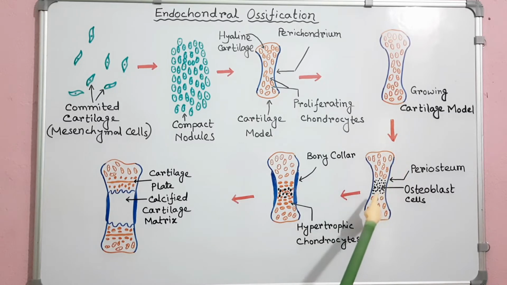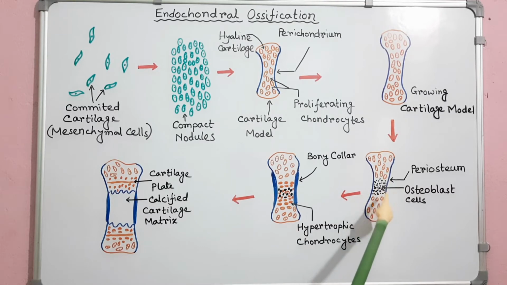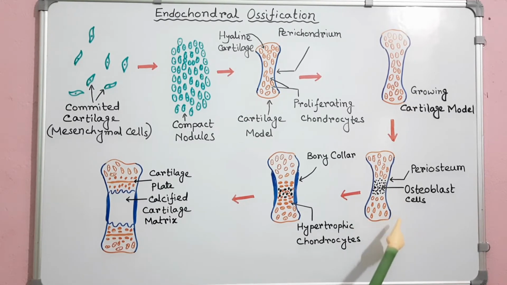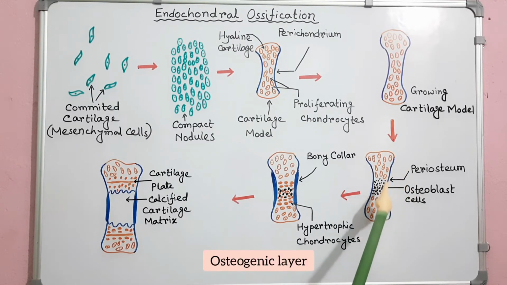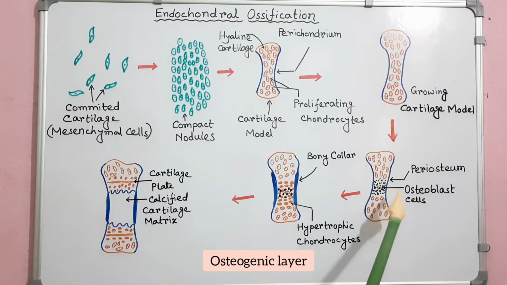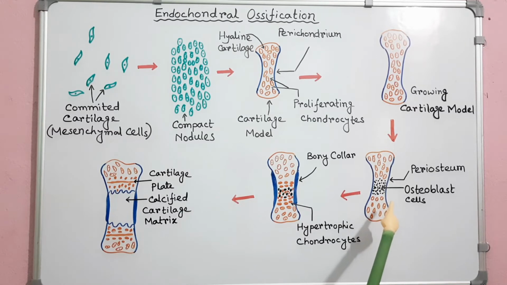At this stage, perichondrial cells in the mid-region of the cartilage model no longer give rise to chondrocytes. Instead, bone-forming cells or osteoblasts are produced. Thus, the connective tissue surrounding this portion of the cartilage is now called periosteum. An osteogenic layer can be identified within the periosteum. The cells of this osteogenic layer are differentiating into osteoblasts. Please note, the osteogenic layer is not shown in this diagram.